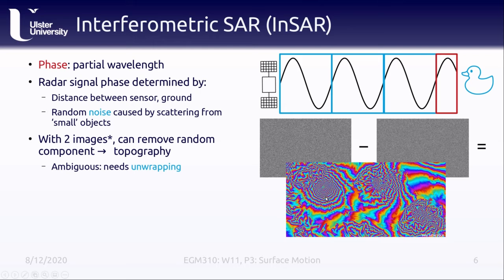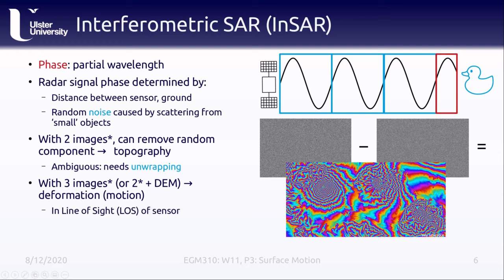If we have 3 images that meet certain criteria, or 2 images plus a DEM, we can calculate the deformation or motion of the surface between the first and the last observation. This is a technique known as differential InSAR, or D-InSAR. This gives us the deformation in the line of sight of the sensor only. In order to get multiple directions, we need multiple look angles. This process works great for small deformations. For large deformation, it can be hard to accurately compare the 2 signals and recover the deformation signal.